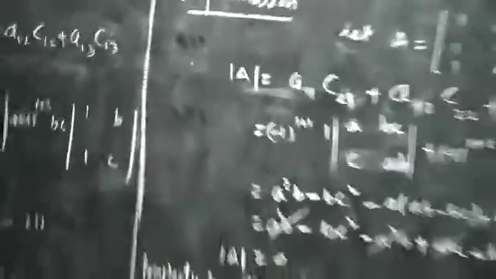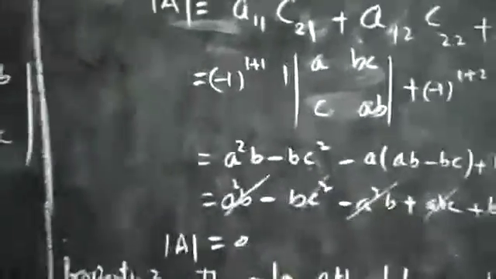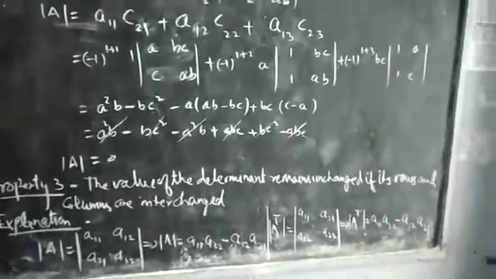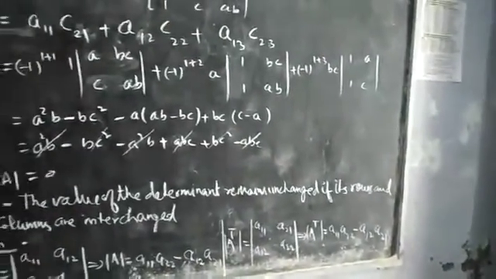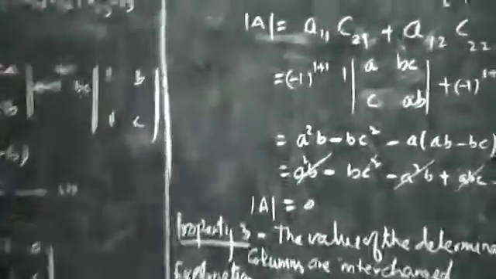After expansion, we find determinant A is equal to a squared b minus b c squared minus a squared b plus abc plus b c squared minus abc. All the terms cancel away, so determinant A is equal to 0.